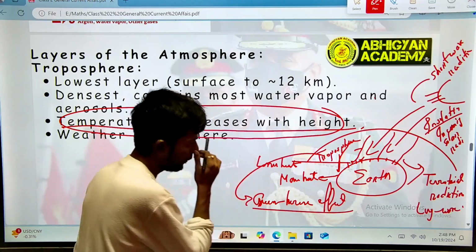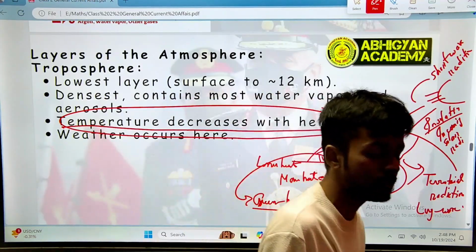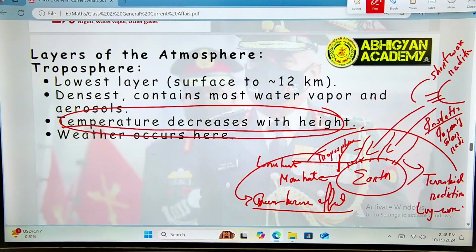This effect is basically called the greenhouse effect. The short wave radiation came, it crosses the troposphere, but the long wave radiation cannot cross the troposphere again. So this phenomenon is called our greenhouse effect.